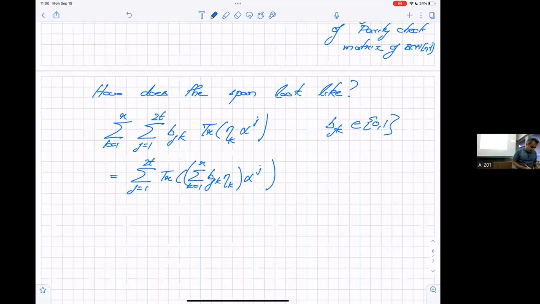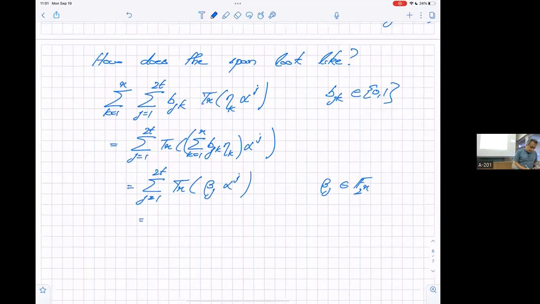So instead of these, I could have made this look like j equals 1 to 2t, trace of beta j alpha j. Then beta j is some element in the large field. As I range b_jk over 0, 1, this is just going to range over all elements in the large field. And then what is this? Now once again I'm going to take trace inside. So it's trace of beta j alpha j, j going from 1 to 2t.